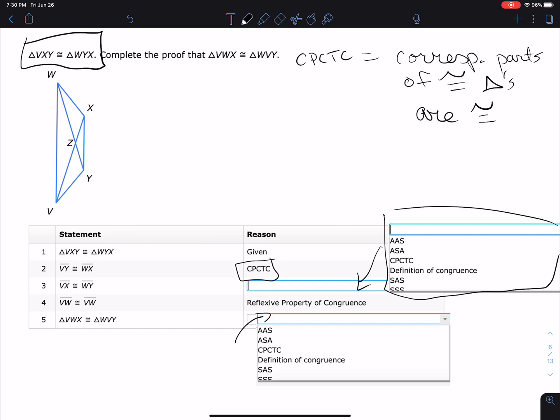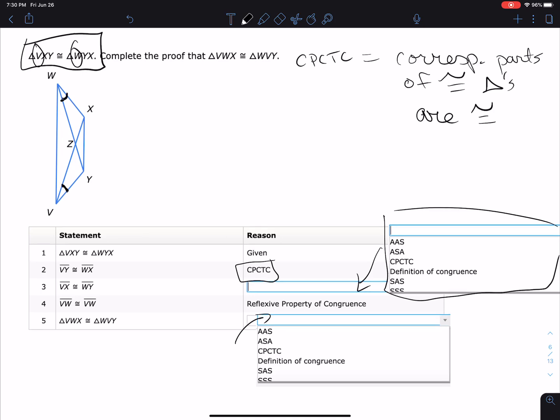So that would mean angle V is congruent to angle W. So this guy is congruent to this guy. Angle Y is congruent to angle X. Oops, I better put two arcs there. The side lengths are congruent to each other. So that's where corresponding parts of congruent triangles are congruent. So that's where that comes from.